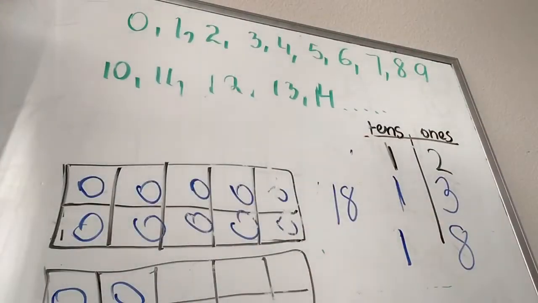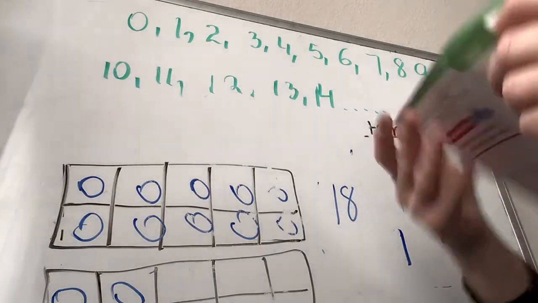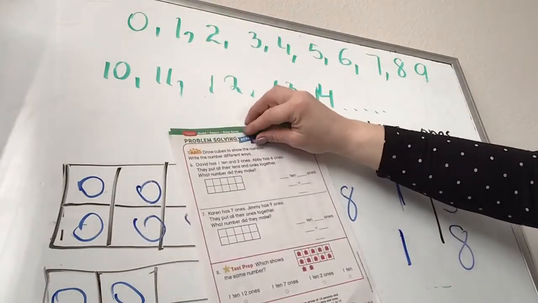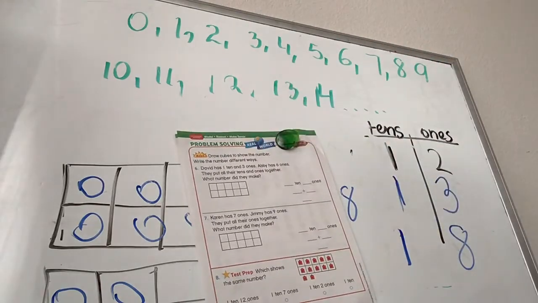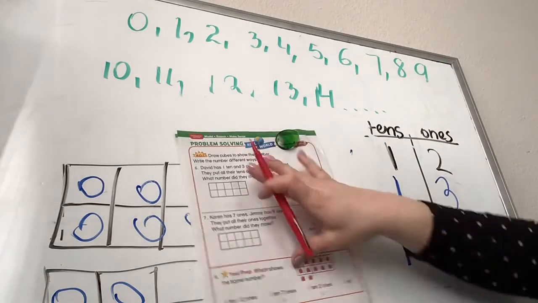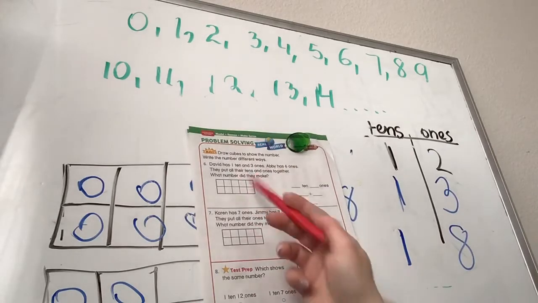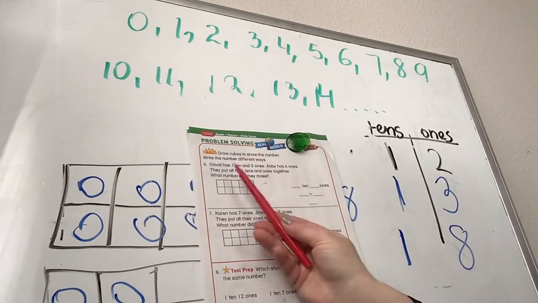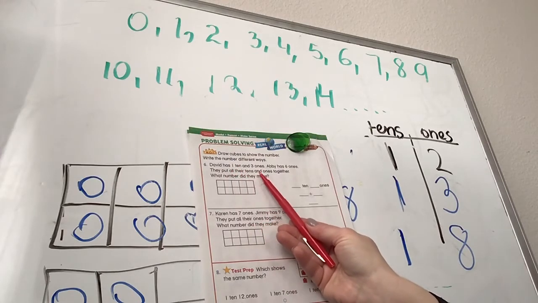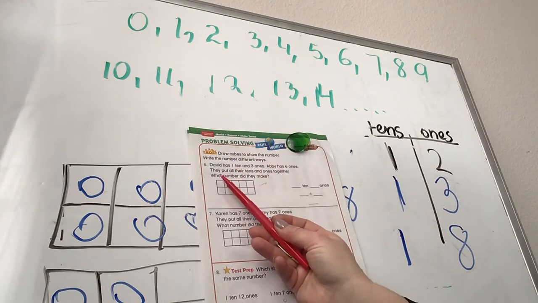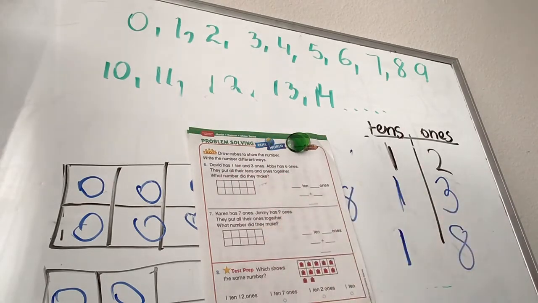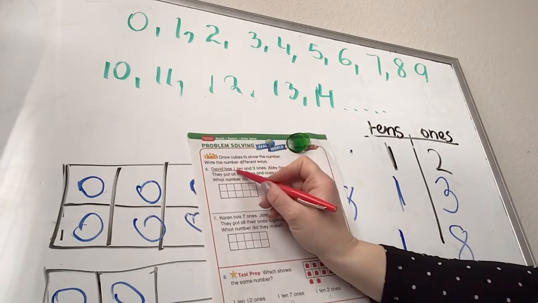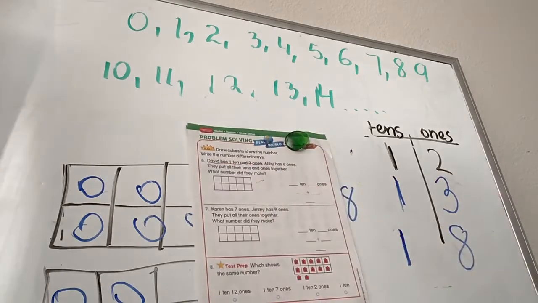So now we're going to look at the back, and it has some word problems. When I do word problems, I always underline the important information, right? David has 1 ten and 3 1s. Abby has 6 1s. They put all their 10s and 1s together. What number did they make? Let's underline the important information. David has 1 ten and 3 1s.